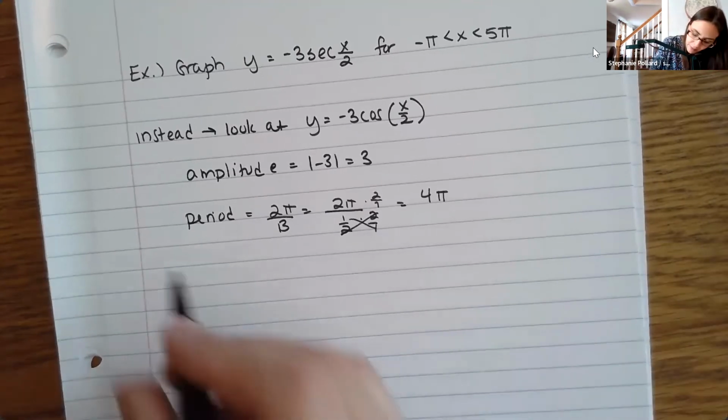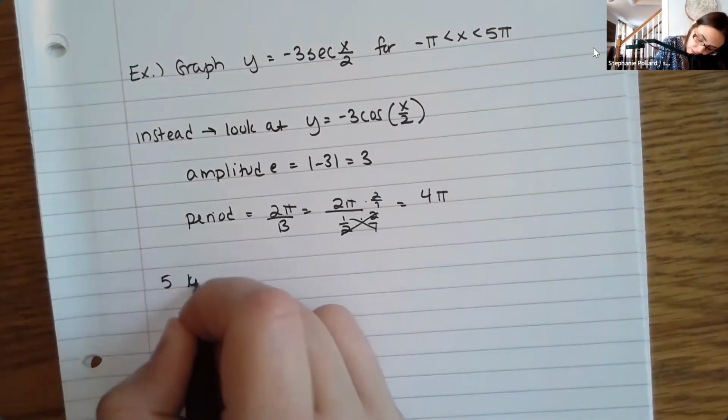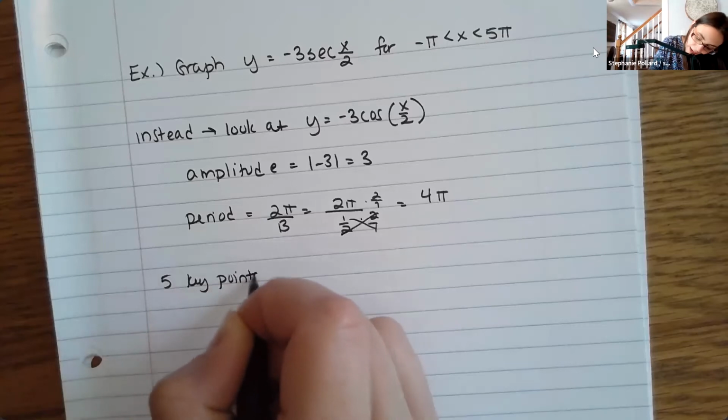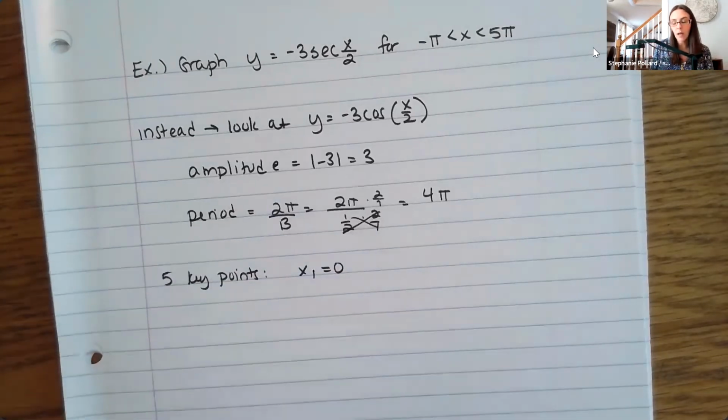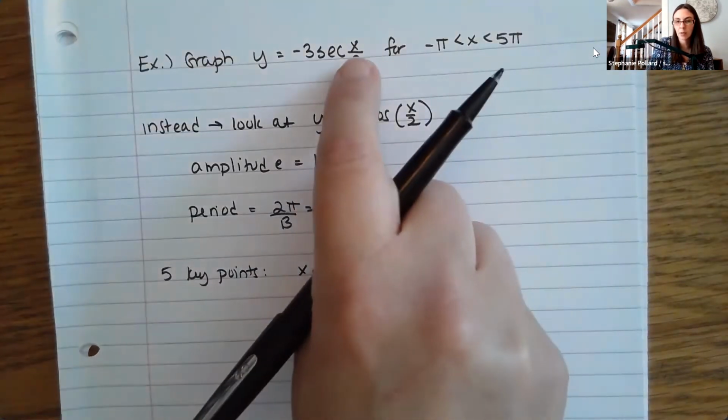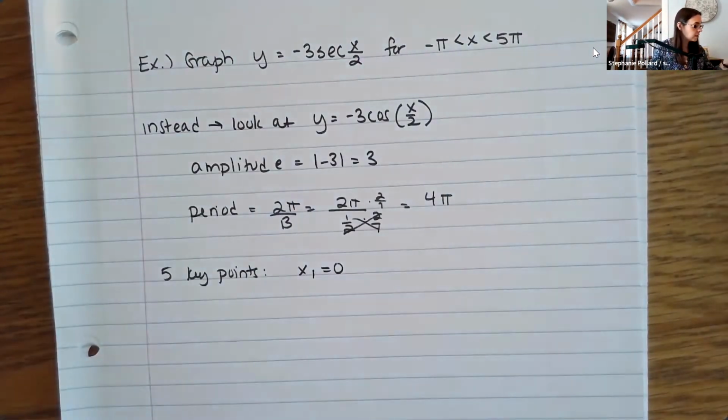I'm going to go ahead and find my 5 key points. I don't have a phase shift, so my first point will be at 0. Remember, there'd be a phase shift if there's a plus or minus on the inside here. I don't have that here, so I'm not going to worry about the phase shift.